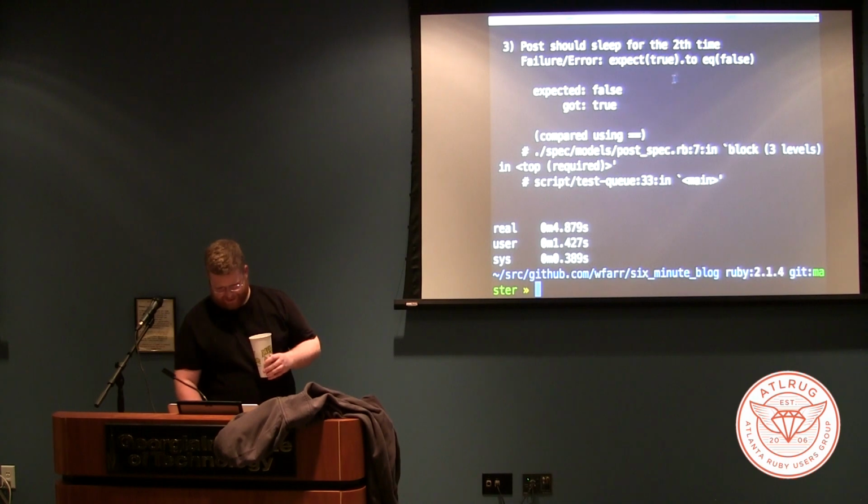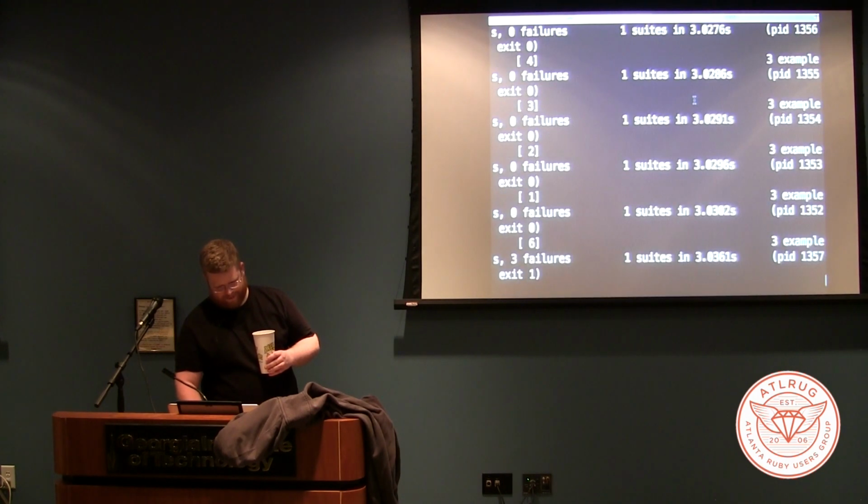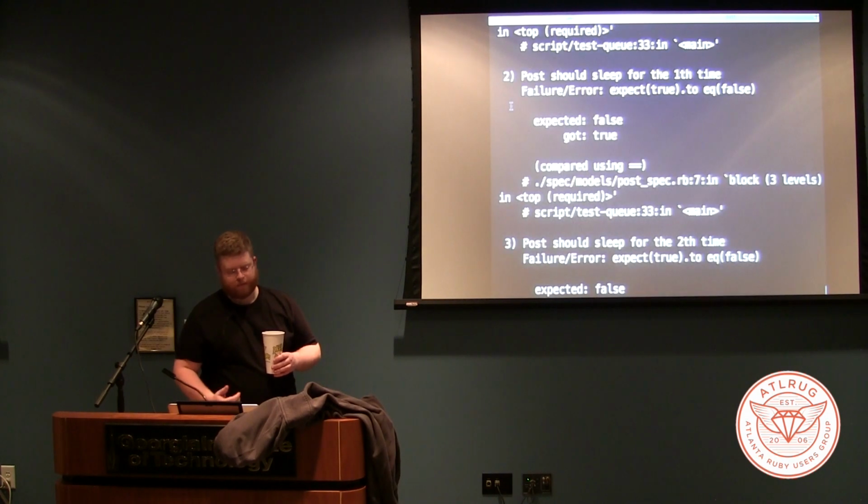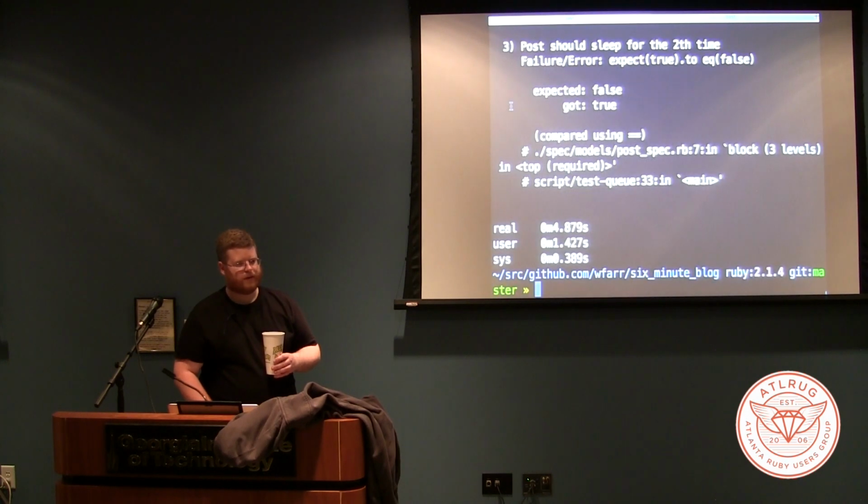So we're going to let this run. You can see here, just in the summary, we have all the workers, and then we just have the regular summary of failures like you get from RSpec or Minitest or whatever. So they all aggregate at the bottom, which is pretty nice. Makes it easy to read.